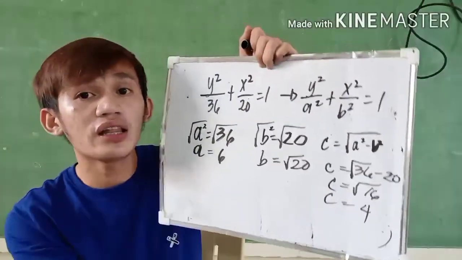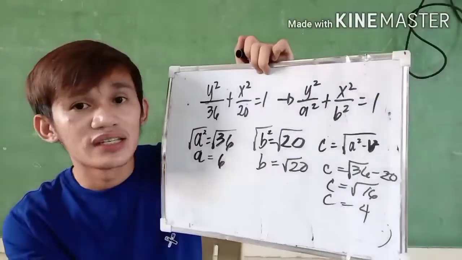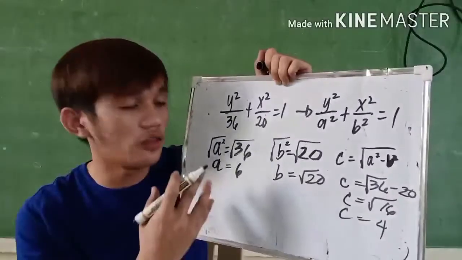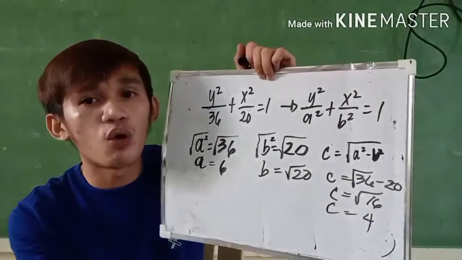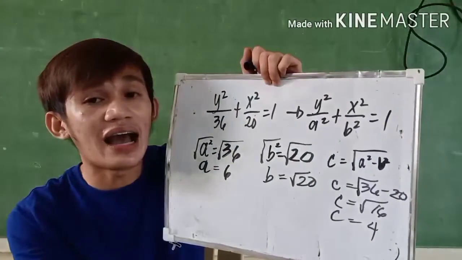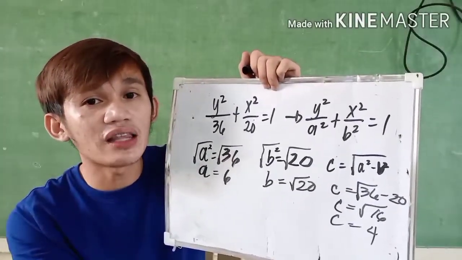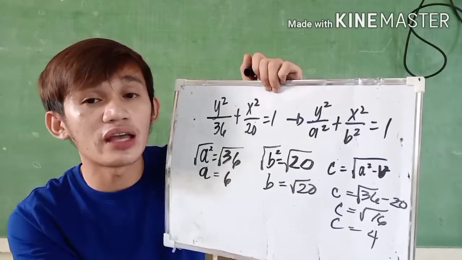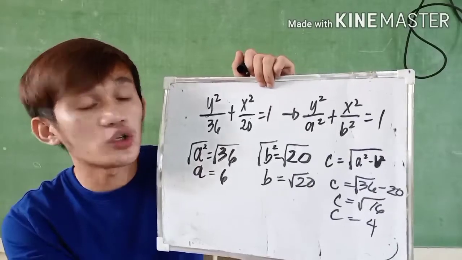So it is very important that you know the value of your a, your b, and of course your c. Because we are going to use all of these values para makuha po natin ang ating coordinates ng ating foci, ng ating vertices, as well as yung ating endpoints ng ating minor at major axis, together with the endpoints ng ating latus rectum.